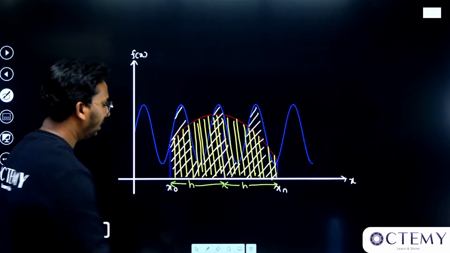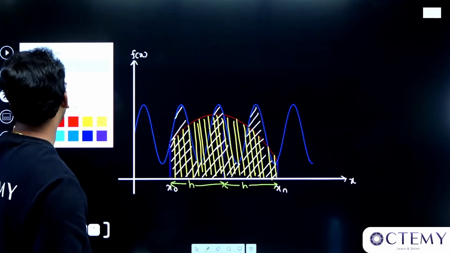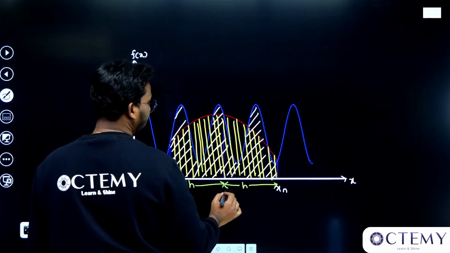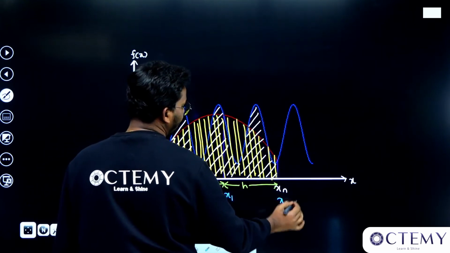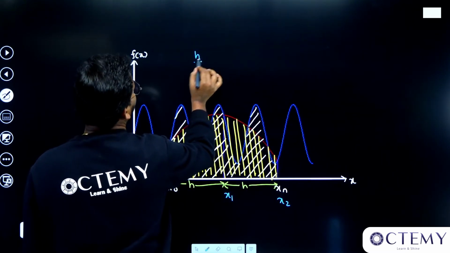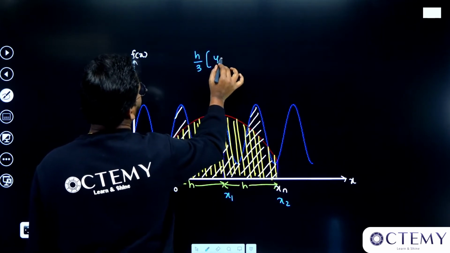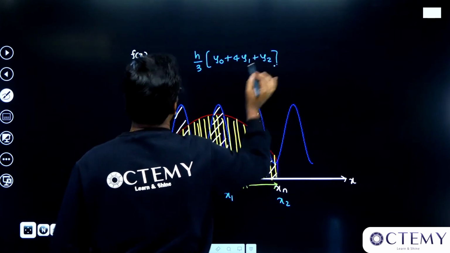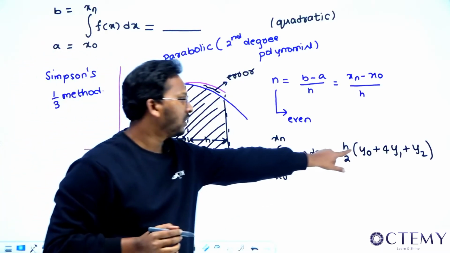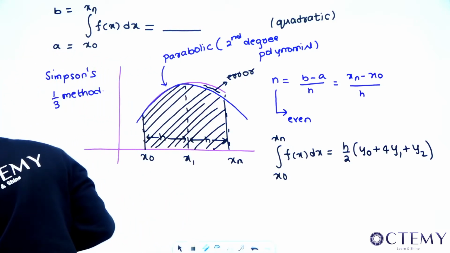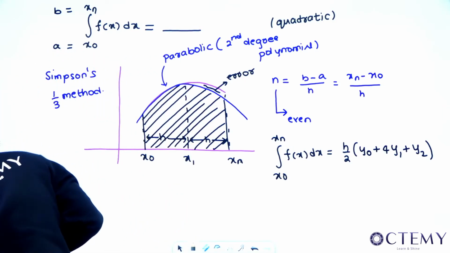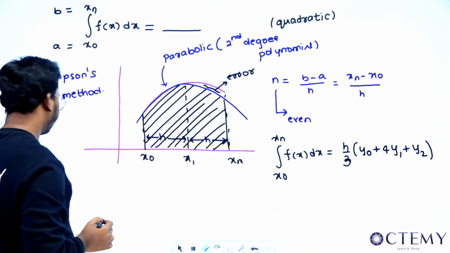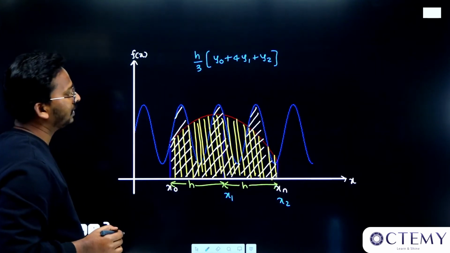And I told you what the area will become here. I told you the formula of area. The area formula between these two will be what? This is x1, so let me call this x2. So the area will be h by 3 times (y0 plus 4y1 plus y2). That's what I have written here, sir: h by 3 times (y0 plus 4y1 plus y2). This is not h by 2, this is h by 3 times, right? Similarly, this is the area of this particular block, but this has a lot of error.